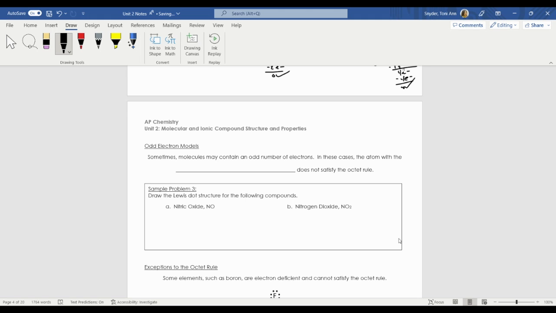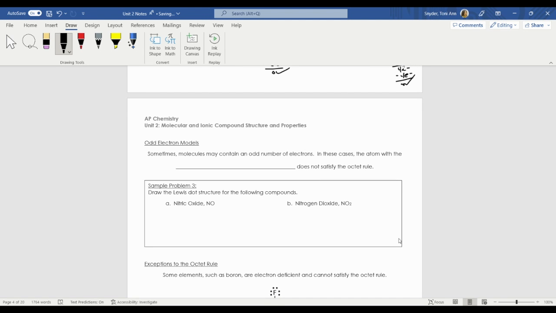Sometimes, however, I just wanted to show you this. You could have an odd electron model. So sometimes molecules may contain an odd number of electrons. In these cases, the atom with the lower electronegativity does not satisfy the octet rule.